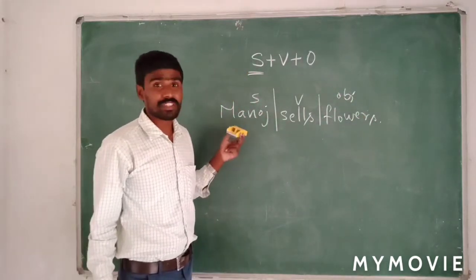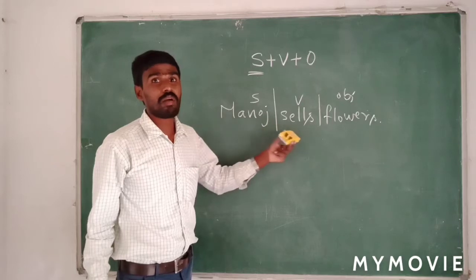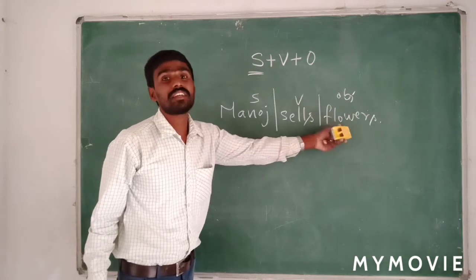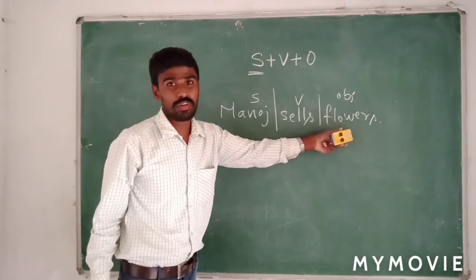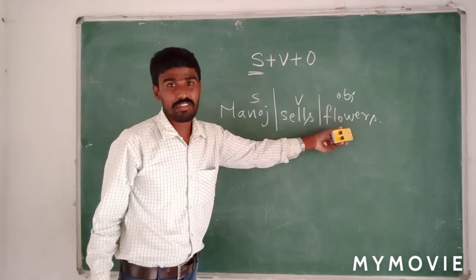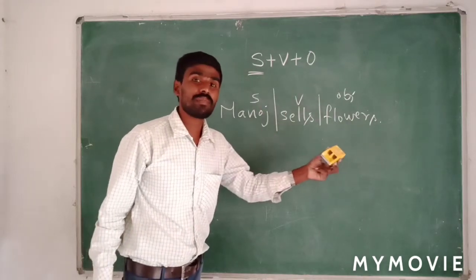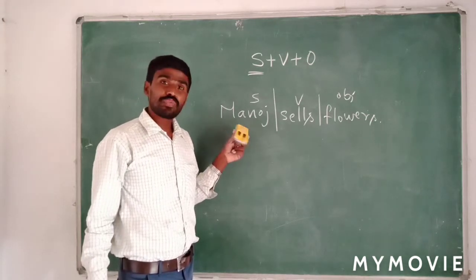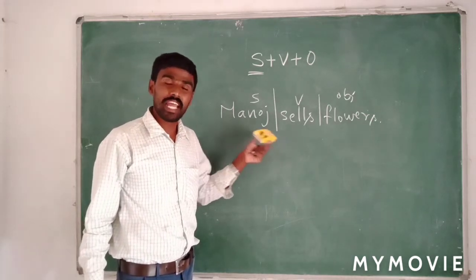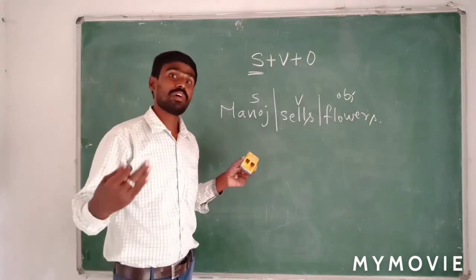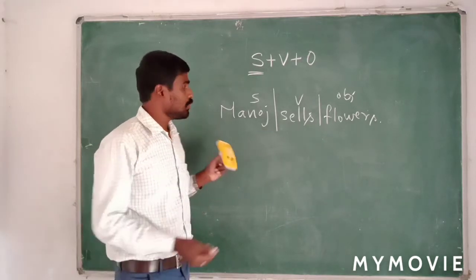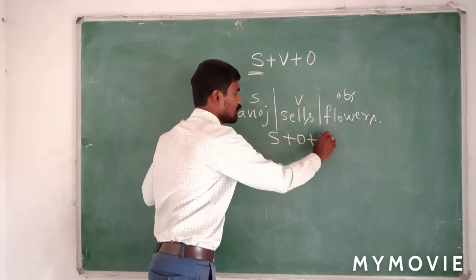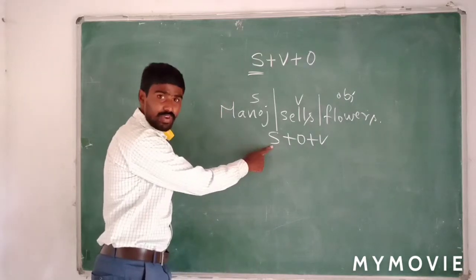So we are talking about a person called Manoj, and we are talking about the action that he does, that is sell, and the object, the receiver in the sentence, that is flowers. So this is how we frame a sentence in English. If you speak or write this same sentence in Kannada, we have the other formula. In Kannada, we have S plus O plus V. In Kannada we write subject first, Manoj.